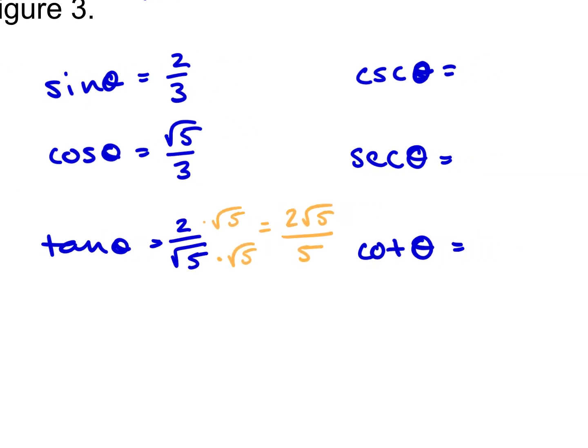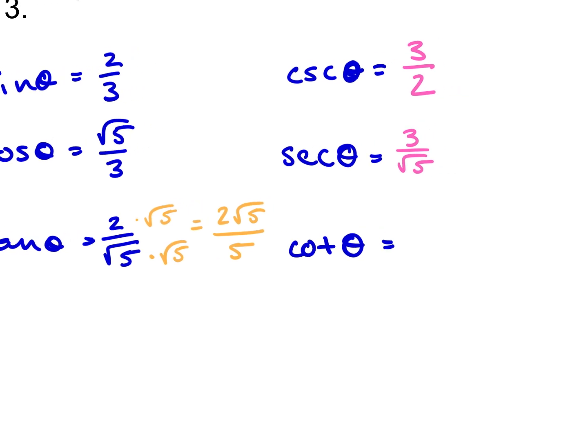Now let's find our reciprocal functions. So cosecant's the flip of sine. So instead of being 2 over 3, cosecant will be 3 over 2. Secant's the reciprocal of cosine, so this would flip to 3 over square root 5. But can we keep a square root in our denominator? No, we have to rationalize. So multiply the top and the bottom by square root 5. So we get 3 square root 5 over 5.